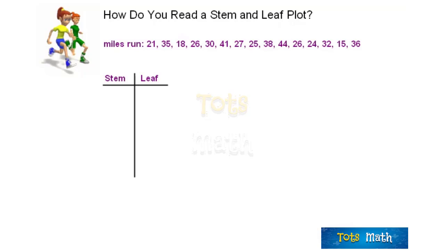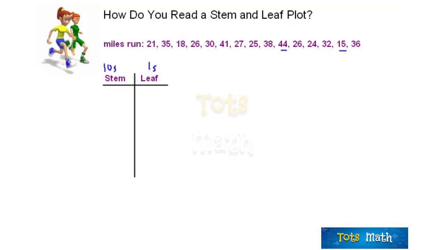In this example, the data that we're looking at, the number of miles run by each student, are all two-digit numbers. So we have a tens place and a ones place. So for this set of data, the stem is going to refer to the tens digit, and the leaf is going to refer to the ones digit. Well, looking over the data, we see that the lowest number of miles is 15, and the highest number of miles is 44. So our tens digit, or our stem, is going to range from 1 to 4.